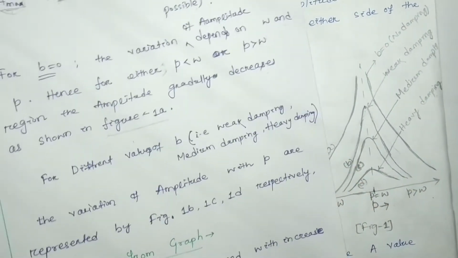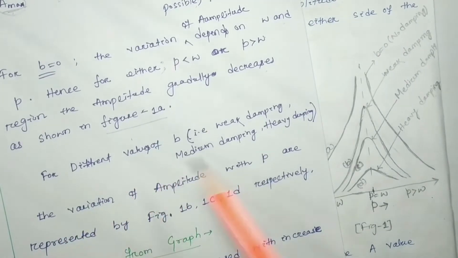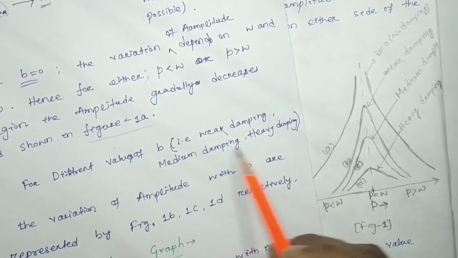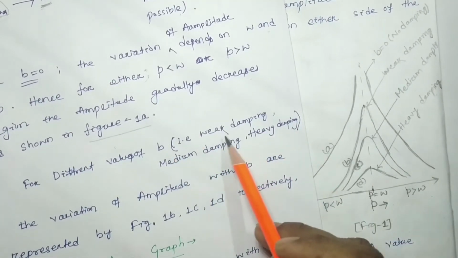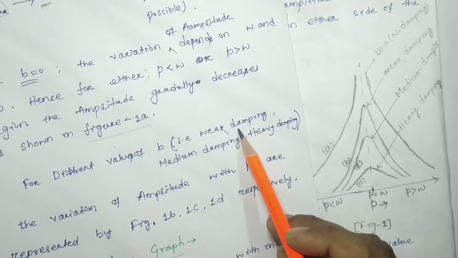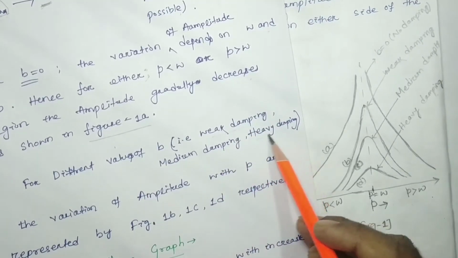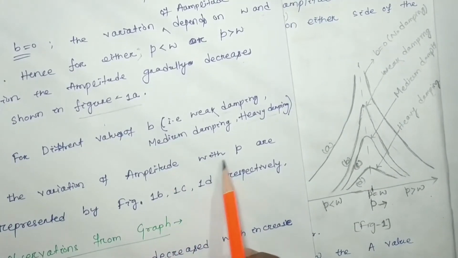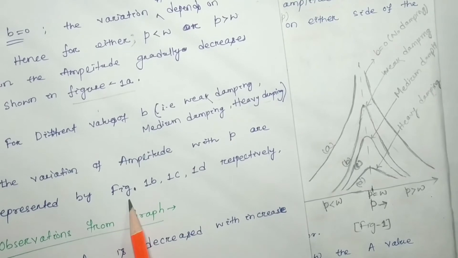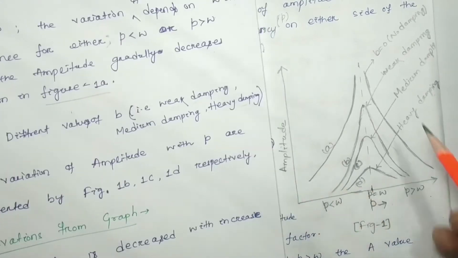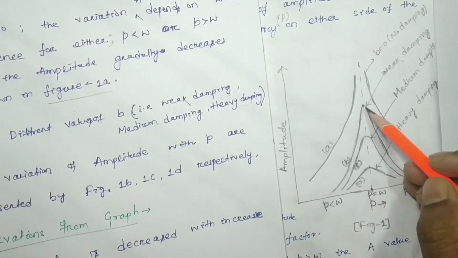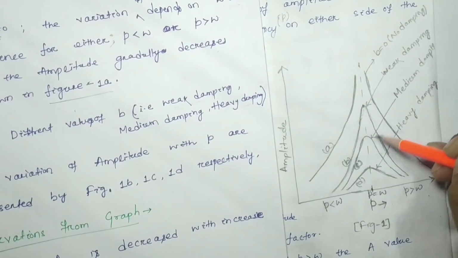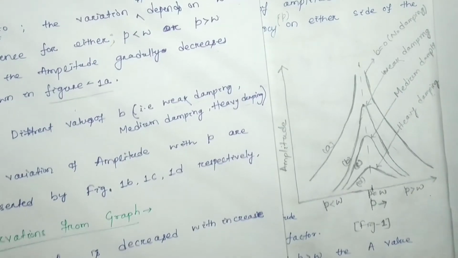Now we are going to consider different values of b, meaning weak damping case, medium damping case, and heavy damping case. What I explained is that weak damping belongs to your air medium, and for heavy damping you just imagine a water medium. The variation of amplitude with p is represented by figures 1b, c and d. This is 1b, the weak damping. This is your medium damping. This is your heavy damping.